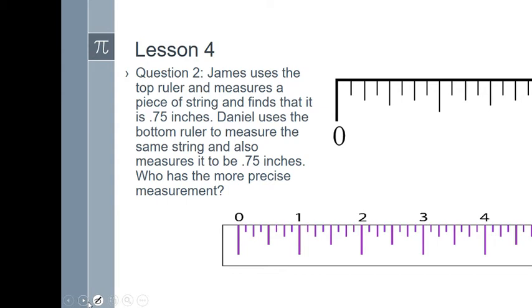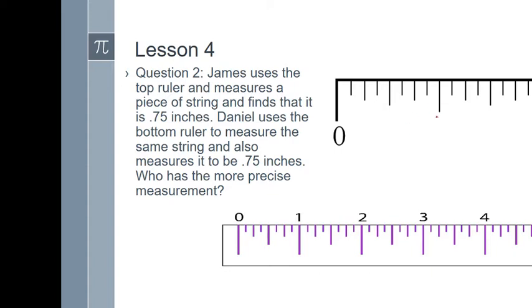So we're going to use that same idea here for question 2. Now James uses the top ruler and measures a piece of string and finds that it's 0.75 inches. And Daniel uses the bottom ruler to measure the same thing and also measures it to be 0.75 inches. Who has the more precise measurement? So notice they both said it was 0.75 inches.